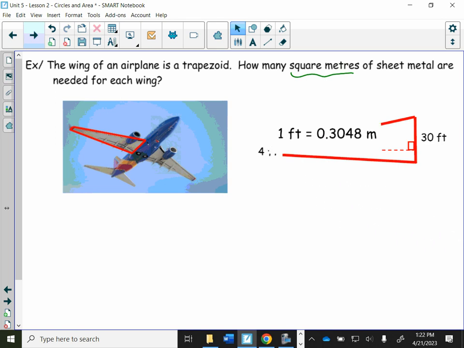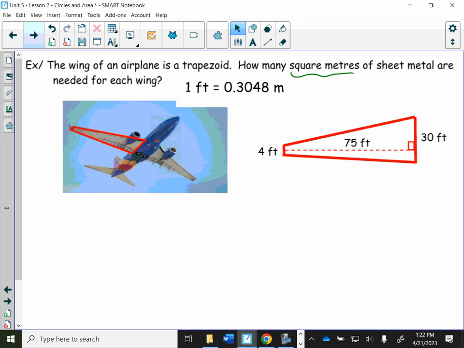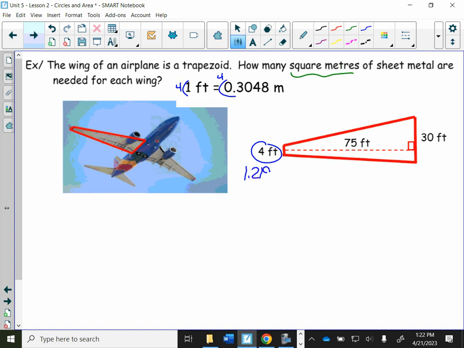So here's one of those times where I'll give you a conversion factor. 1 foot is actually equal to 0.3048 meters. So if I need 4 feet for this one, I have to times this by 4. Whatever I do to one side, do to the other. So I'll times that by 4. And I'll get 1.2192 meters. Keep a few extra decimals here. It's going to be a little bit exact.